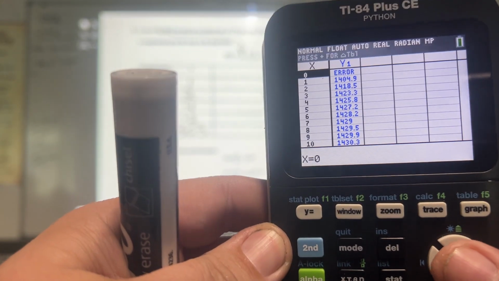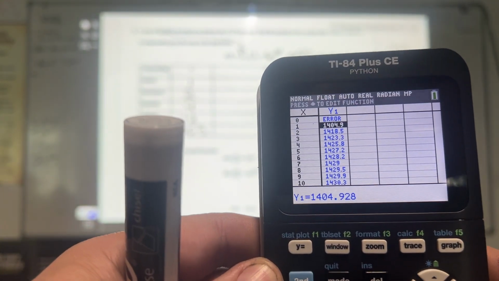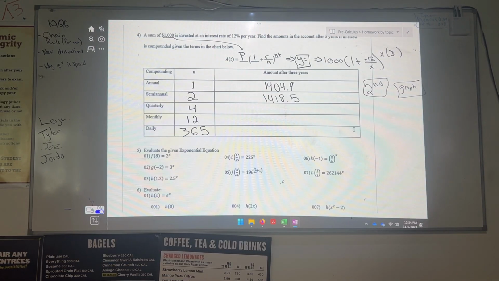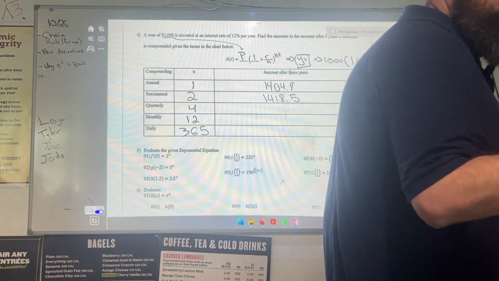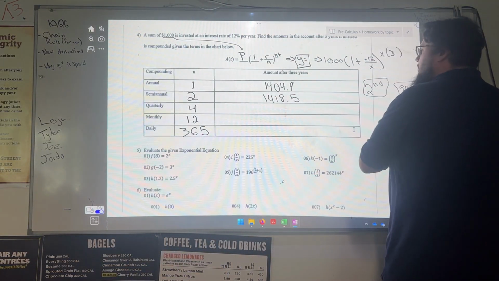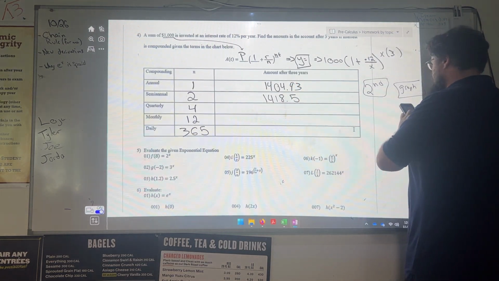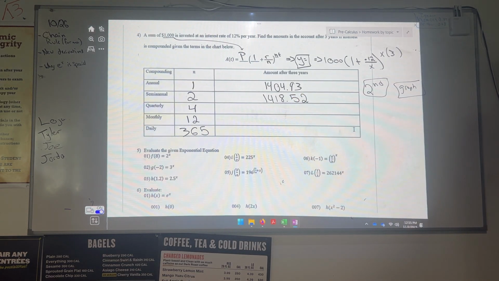So if you're here, scroll over, you get error. Oh, because 0 doesn't make sense. But now you have the exact amount. So I was short here. Here you go, Bashar. Go ahead and give us what you get for 4 then, down to the nearest penny.